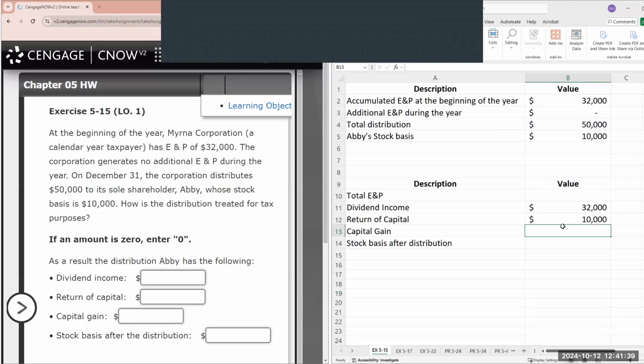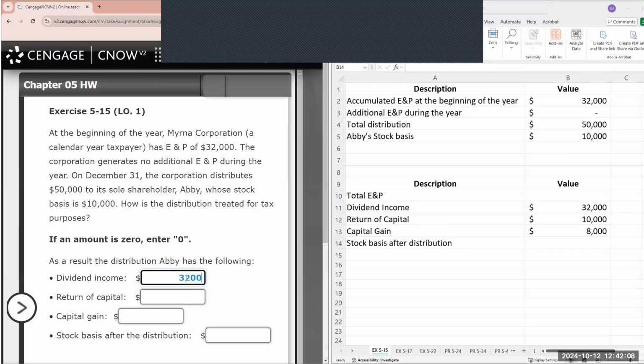All right, so the capital gain is going to be as follows. The 50,000 at the first tier is treated as dividend income. And at the second tier, it is treated as a return of capital. And the maximum return of capital is based on the stock basis. And in this case, Abby's stock basis was 10,000. So therefore, the excess of $8,000 is treated as a capital gain.